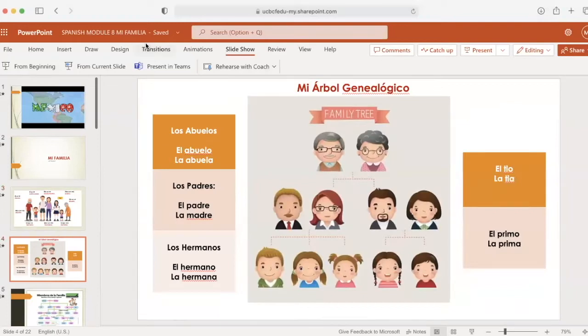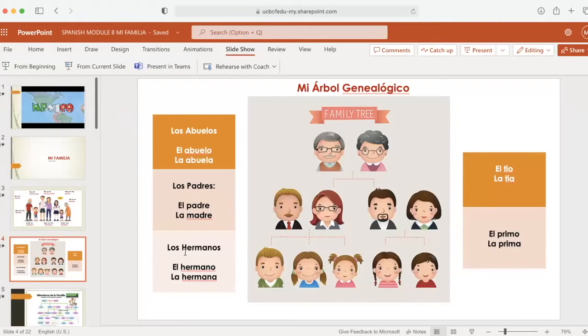Next. We have here now árbol genealógico. Okay. Repite, por favor, mi árbol genealógico. Mi árbol genealógico. One more time. Okay. Una vez más. Mi árbol genealógico. Genealógico. Okay, good. So that is now the family tree.